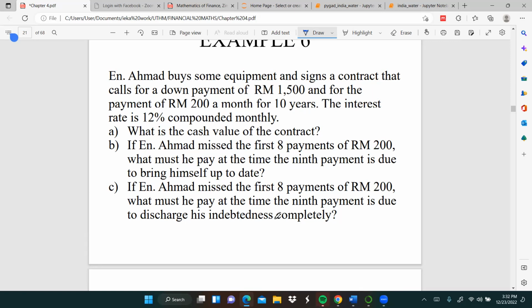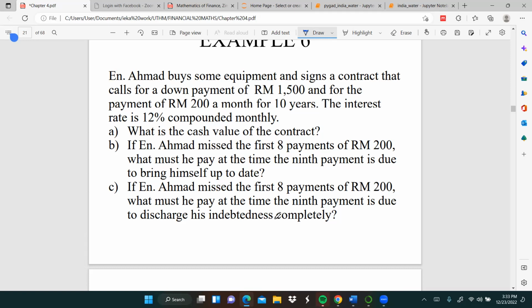Okay, maksudnya kat sini yang pertama tu kita nak cari cash value. Okay, cash value maksudnya berapa nilai cash value untuk equipment tu sebenarnya, sebab dia bayar 1,500 and then dia perlu bayar 200 lagi untuk selama 10 tahun. Okay, setiap bulan selama 10 tahun. Lepas tu ada pula dikenakan interest.